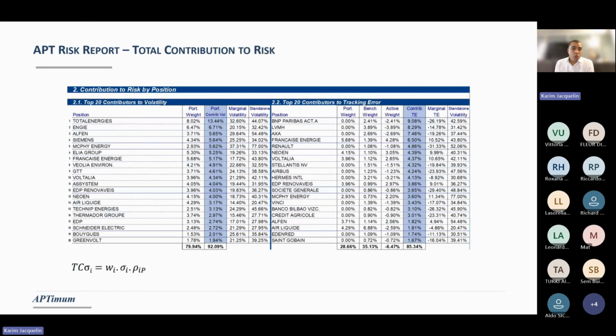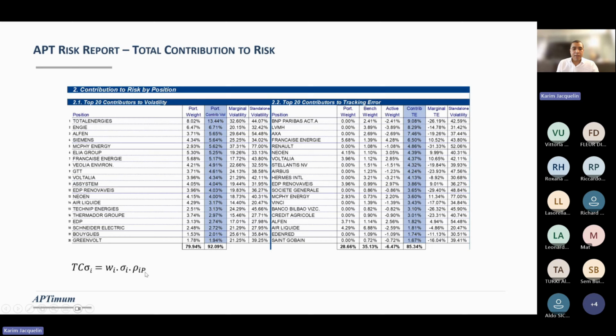We can decompose those risk indicators, so volatility and tracking error, by position. So in this section, we display the top 20 positions in terms of contribution to volatility. So in the first column, you have the weights. So you can see that the top 20 positions in this portfolio have an aggregated weight of 79%.